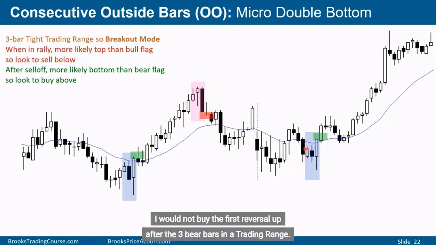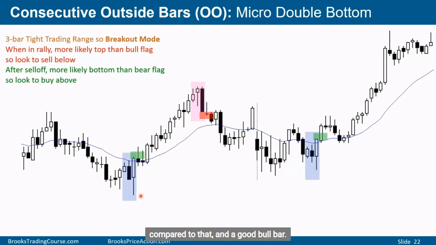I would not buy the first reversal up after the 3 bear bars in our trading range, but a second reversal up with a big bull bar closing on its high, a possible double bottom, higher low major trend reversal. Here's the bottom of the trend, and we got a rally. And this low is above that low, so it's a double bottom, higher low compared to that, and a good bull bar.